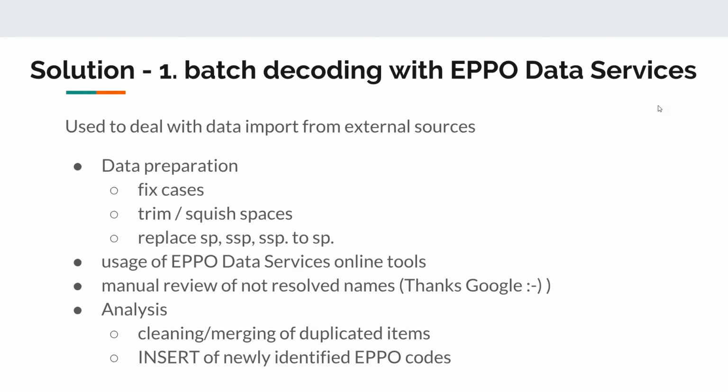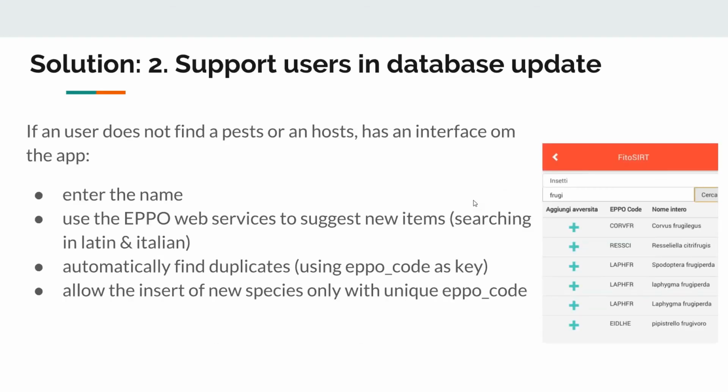And then the results were, of course, mainly to clean and merge all the duplicated items. This was the most common problem. And then to insert into the database the new EPPO codes that were not already in the database. So every time we are dealing with external sources, we avoid the risk of duplicating crop and species records in our database by using the EPPO database.